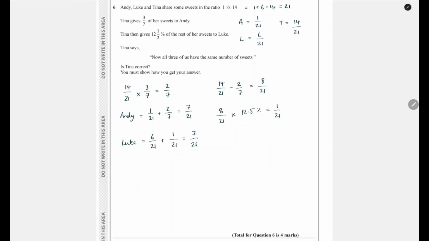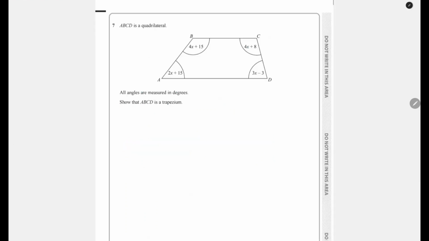So now Tina had the 8/21 sweets. She's just given Luke 1/21 sweets, and so she is left with 7/21 sweets. And as we can see, they all have the same number of sweets. So yes, Tina is correct.